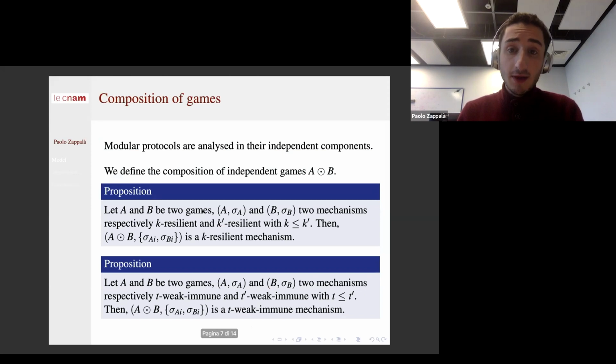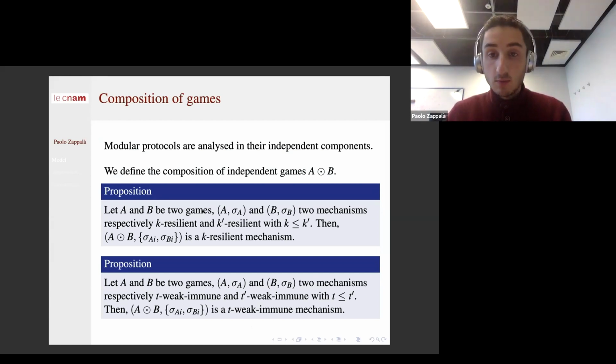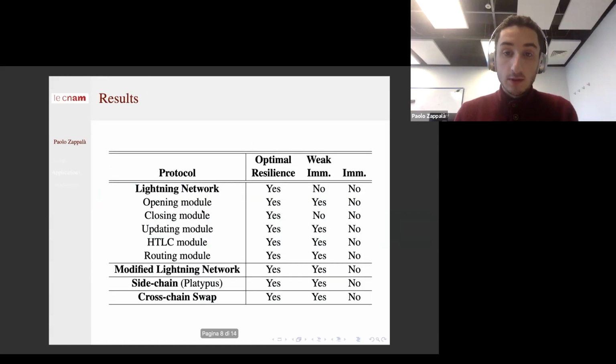The method is to divide all independent components, analyze them separately, and then use an operator of composition of games, which we have introduced, which consists basically in playing more games at the same time. We prove that the properties are preserved with this operator. With this method, we analyze different protocols shown in the picture. I provide just an example to show how it works.